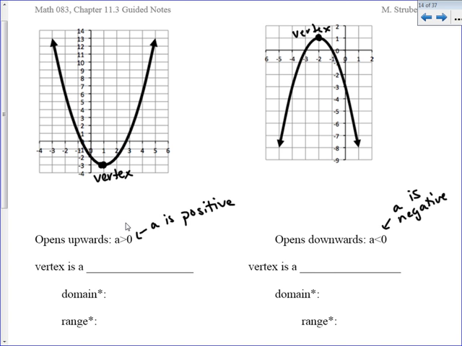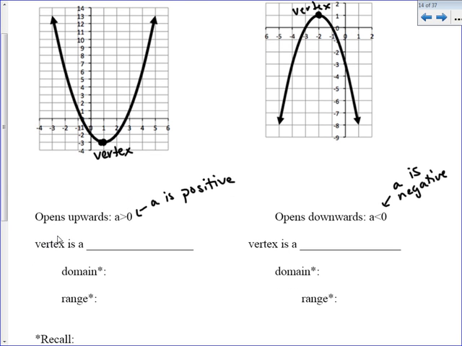So there's a couple questions on your homework, 39 and 41. They ask you, just by looking at an equation, do you have a minimum or maximum? Well, if you know that your graph opens upward, then you know the vertex is a minimum. It's going to be at the bottom of your graph. But if you see that it opens downward, without even drawing the picture, you can say that the vertex is a maximum. It's going to be the highest point.